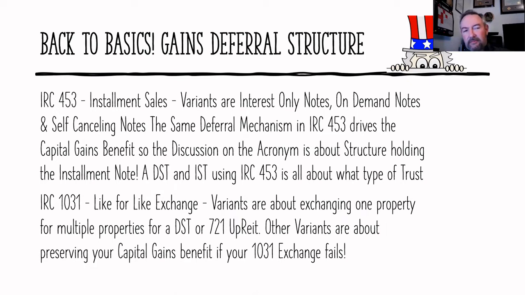1031 exchange is like for like, but we're being sneaky about it, right? We're saying we don't want to exchange like for like. We either want to have a 1031 exchange where we exchange one property for multiple properties held in a REIT, or we want to fail our 1031 exchange, but still not pay the tax. How do we get into a 1031 rescue?